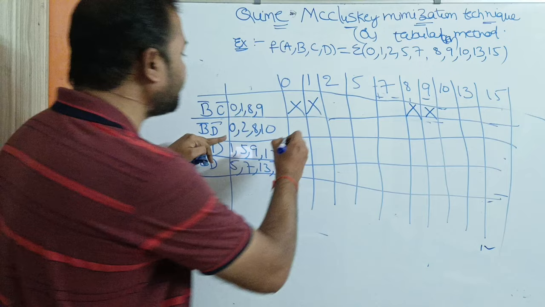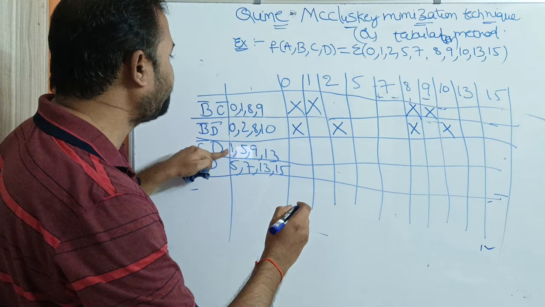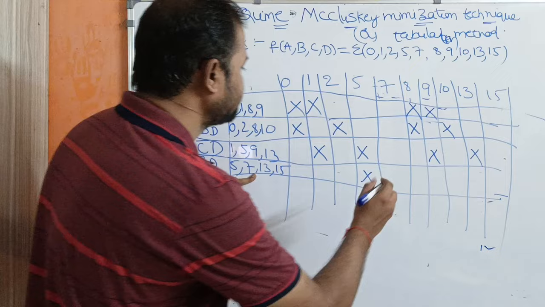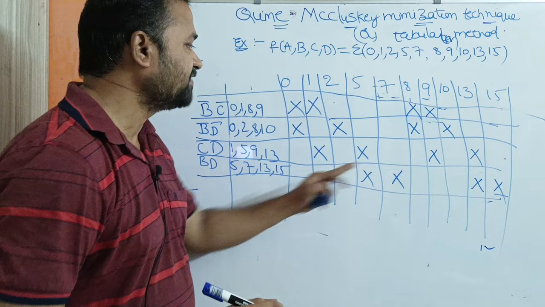Next, 0, 2, 8, 10. Next, 1, 5, 9, 13. Next, 5, 7, 13, 15. Next, we have to check the corresponding minterm column.